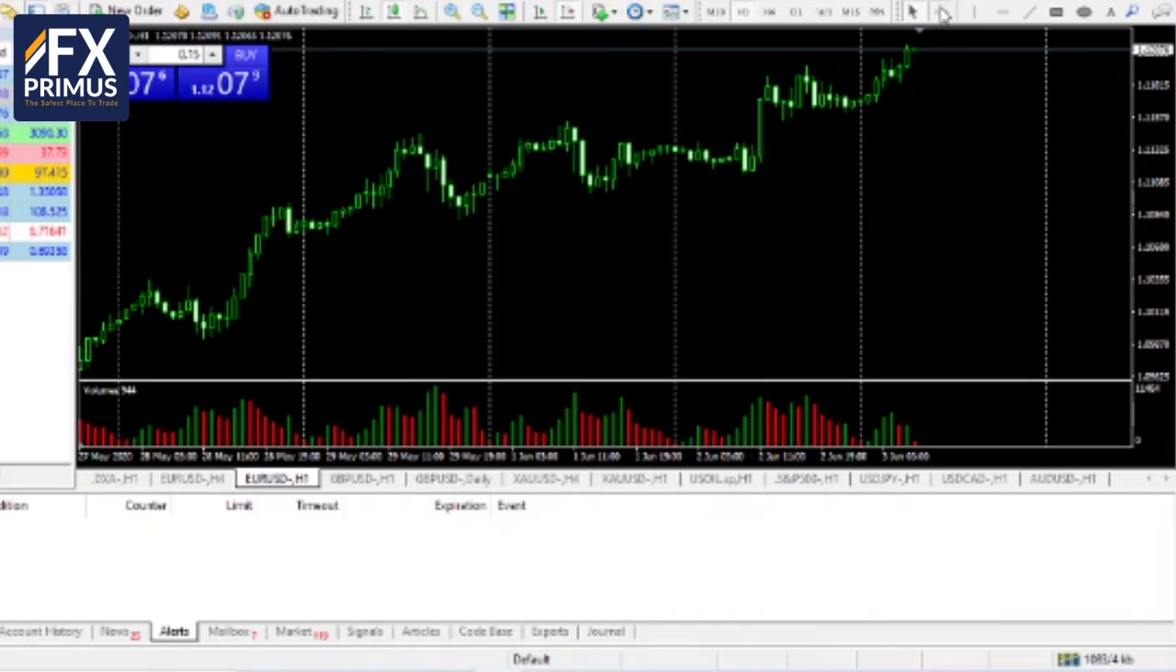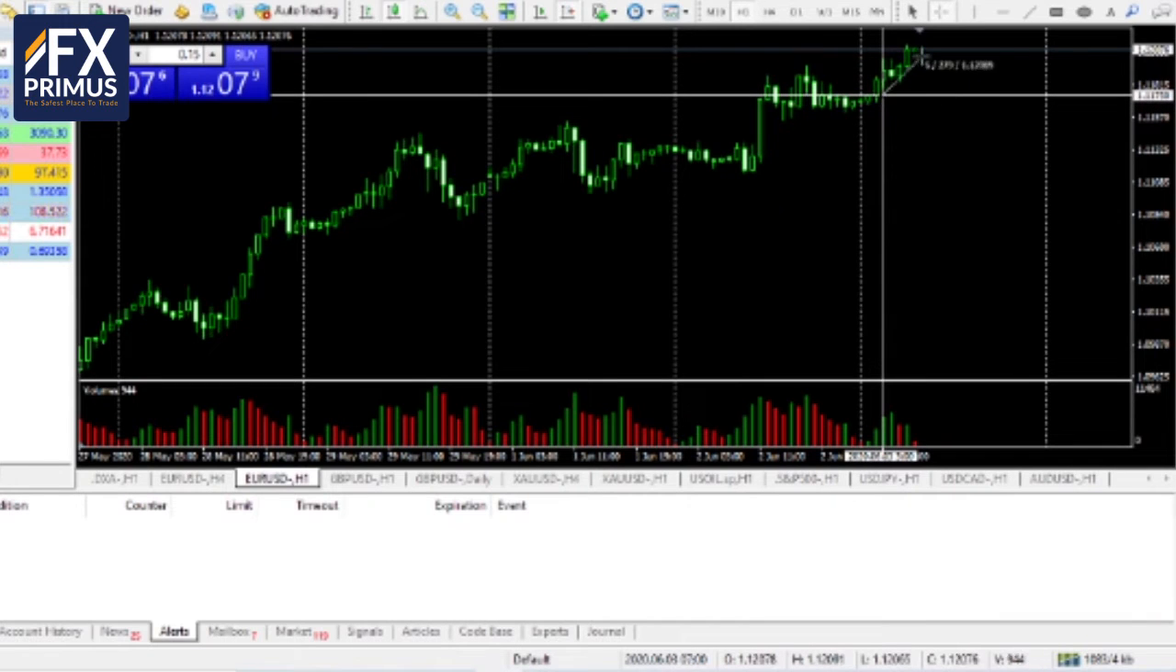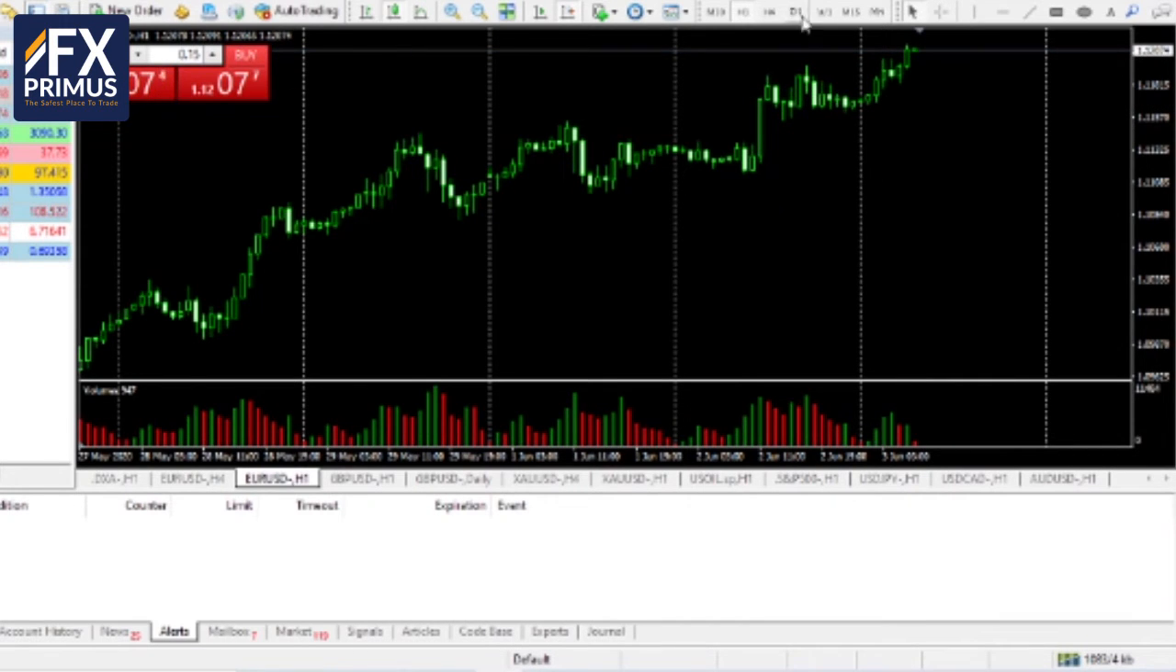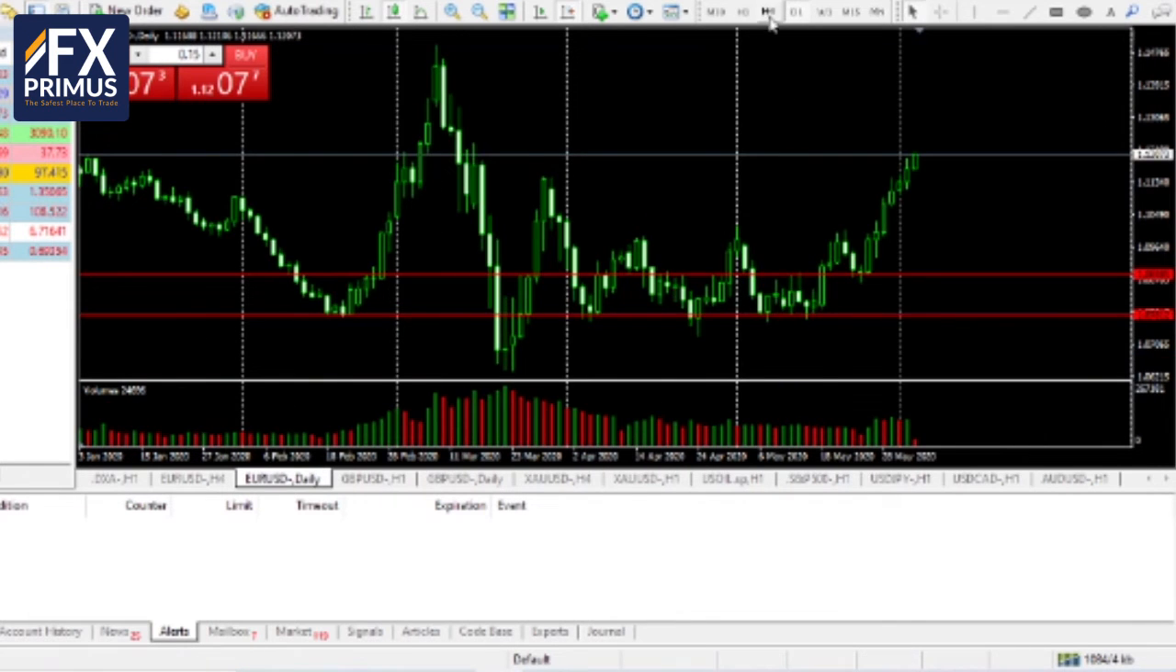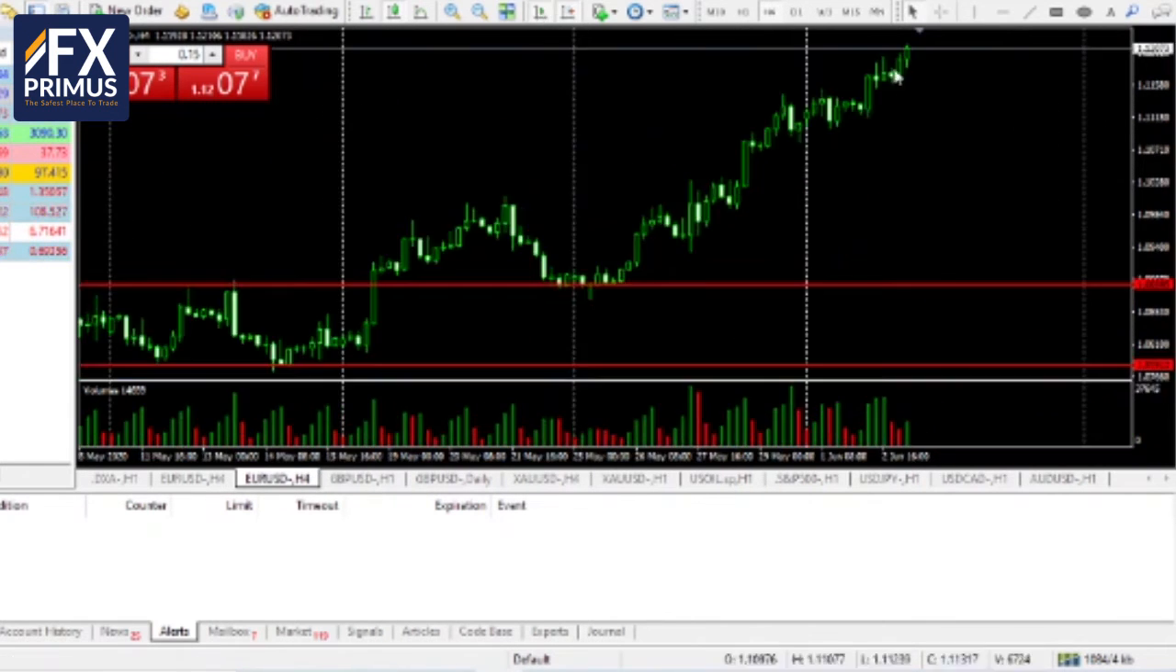As of this morning, the euro dollar is again on a bullish sentiment. When we look at the H4 or D1 charts, we can also see that the euro dollar has been on a very strong bullish run.